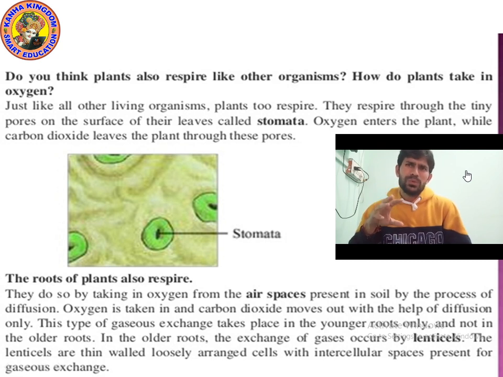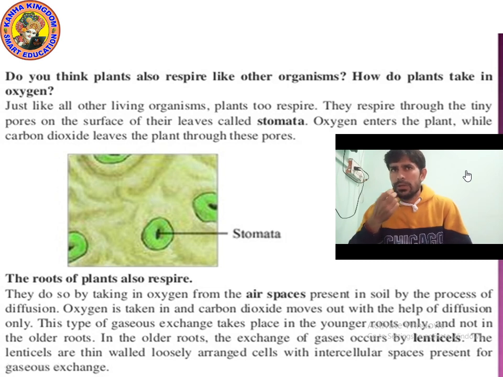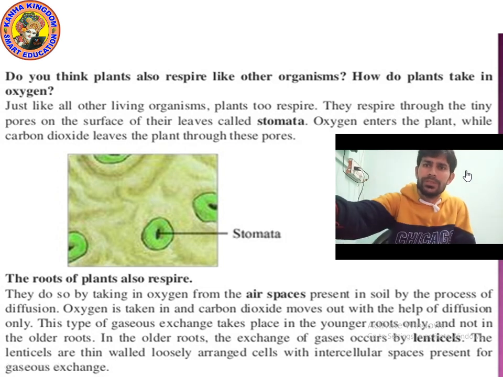Older roots don't do this, because in older roots the exchange of gas occurs by lenticels. So what is the meaning of lenticels? The lenticels are thin walled, loosely arranged cells with intercellular spaces present for the gaseous exchange. In this way they respire. Okay, I hope you understood now. Let's move on to the next point.